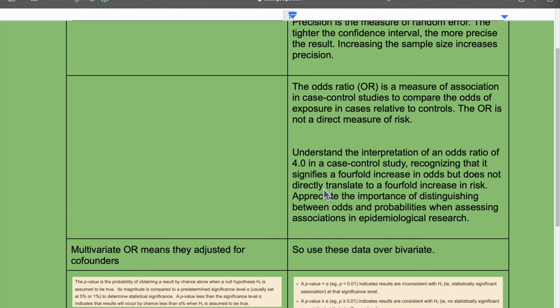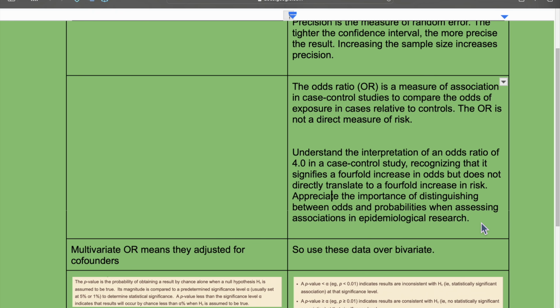Okay, so it increases the odds of having it but not the risk. Okay, so there's a difference. Appreciate the importance of distinguishing between odds and probabilities when assessing associations in epidemiological research.